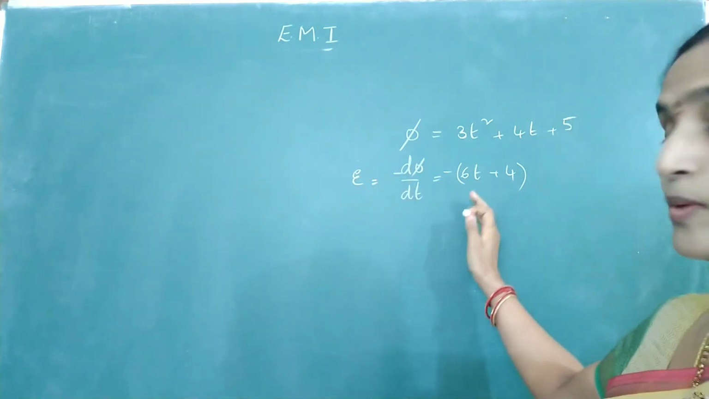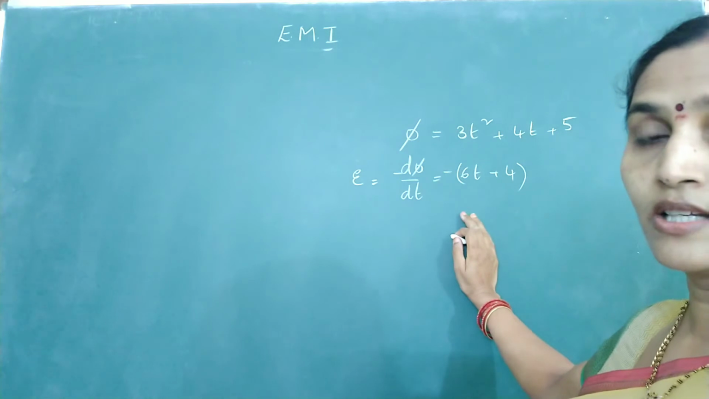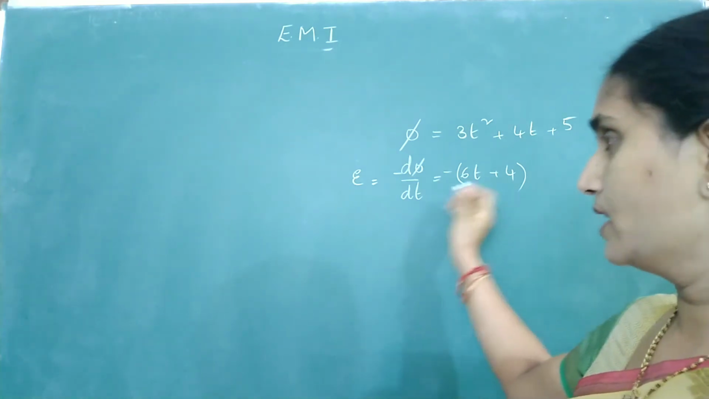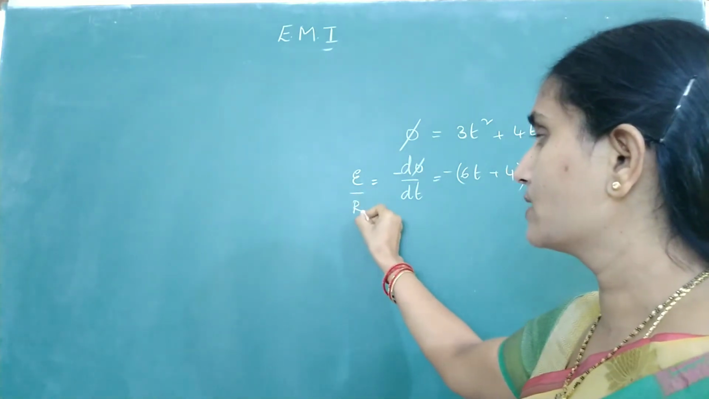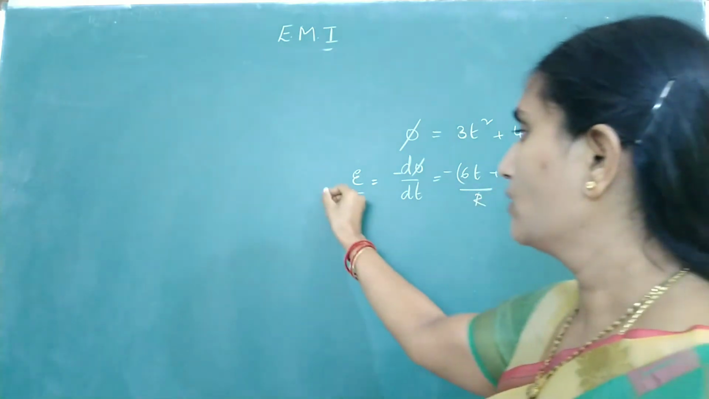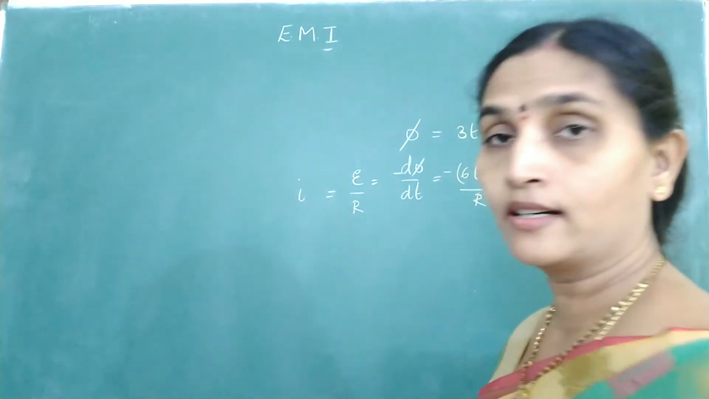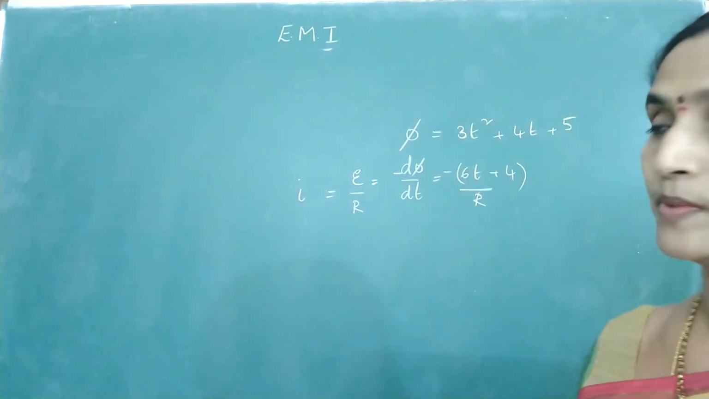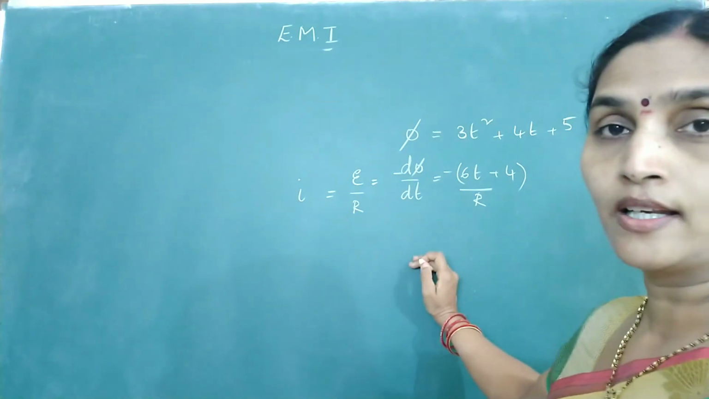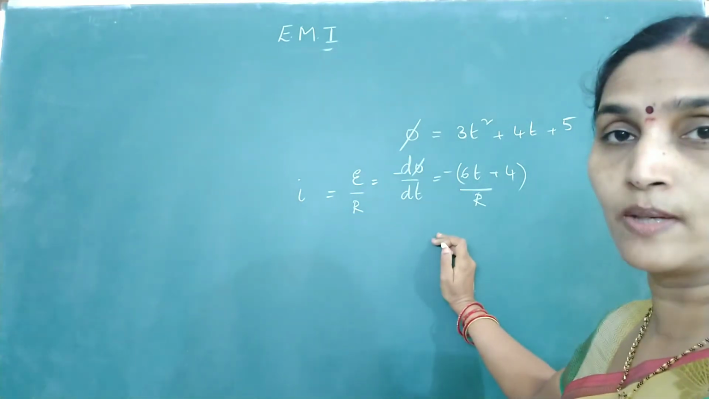Okay, if time is given, put the value of t and that will give you the amount of induced EMF. And if resistance is given, divide this by resistance. Okay, you will be in a position to calculate the current if it is a closed loop. So this type of questions are simple and based on this even graphs will be given.